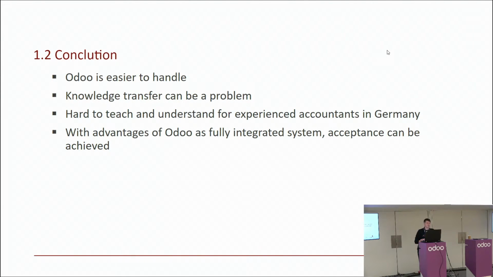Conclusion on this is Odoo is much easier to handle for accountants, and knowledge transfer can be maybe a problem, and it's hard to teach and understand for experienced accountants in Germany. But with advantages of Odoo as fully integrated system, you can achieve acceptance even on hardliner accountants.